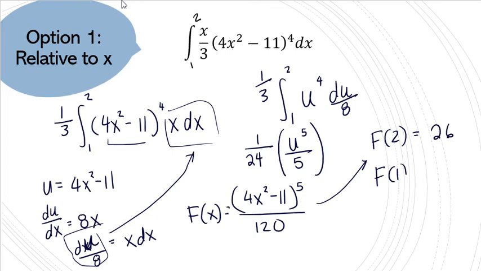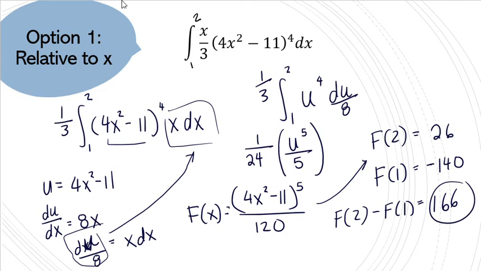Find the antiderivative at your lower bound. Substitute 1 in for x. You're going to end up with negative 7 to the power of 5 divided by 120, which should give you something in the range of negative 140. Your answer is going to be F(2) minus F(1), big F, antiderivative, and you're going to get 166 as the answer for that definite integral. Now let's look at the other way.